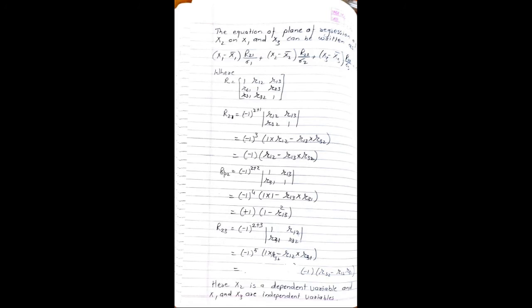So r22 can be calculated as minus 1 raised to 2 plus 2. Hide second row and second column. The determinant that remains is 1, r13, r31 and 1. So minus 1 raised to 4, 1 into 1 minus r13 into r31, which can be written as plus 1 into bracket 1 minus r square 13.